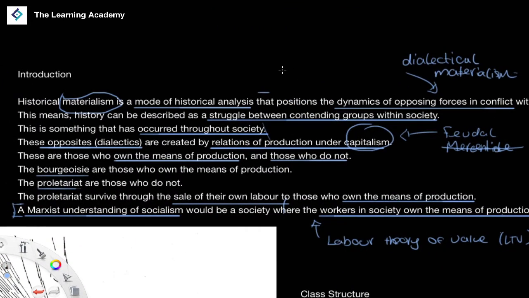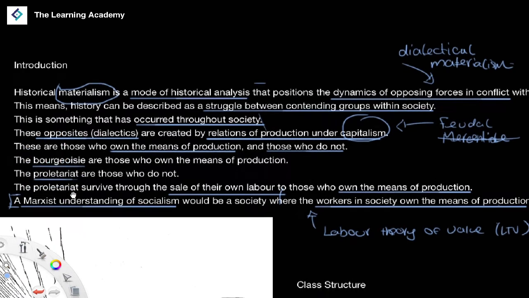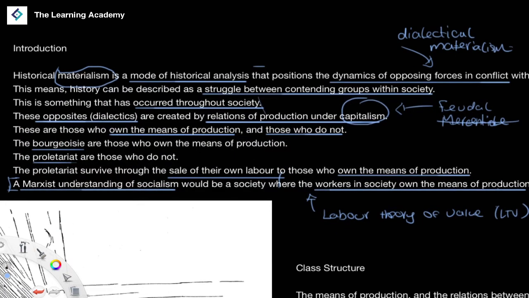And it basically means that history can be described as a struggle between contending groups within society, and the struggle is their material struggle, the material conditions in which they live. And this is something that has occurred throughout history. The dialectics, or the opposing forces, are created by relations of production under different systems. And in the system that we live in today, these relations of production are created under capitalism, and that's what leads to dialectics.